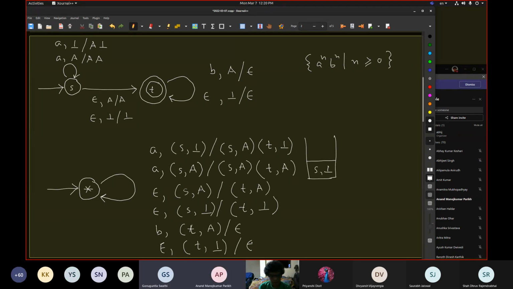Sir, the above PDA, does it accept by empty stack or final state? Both.